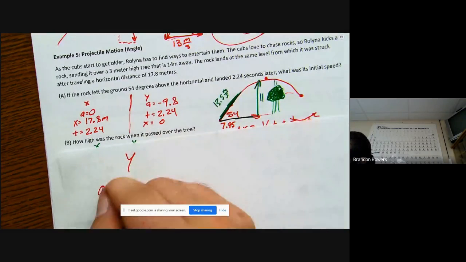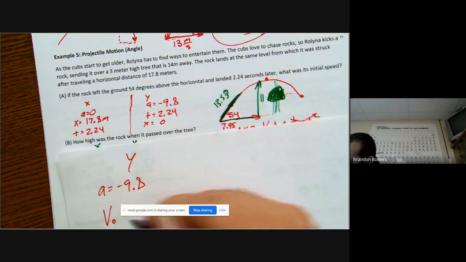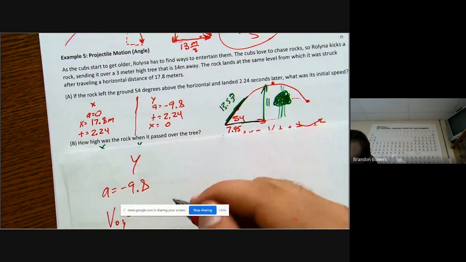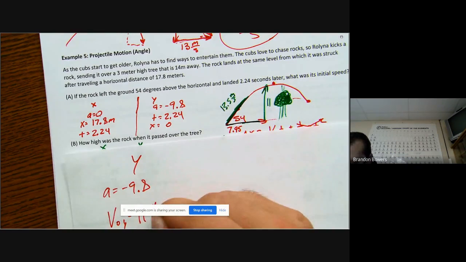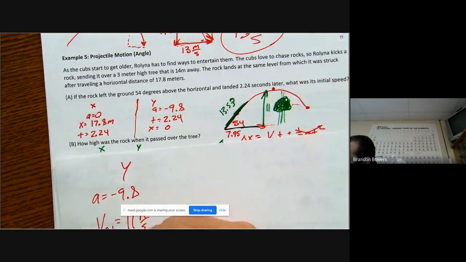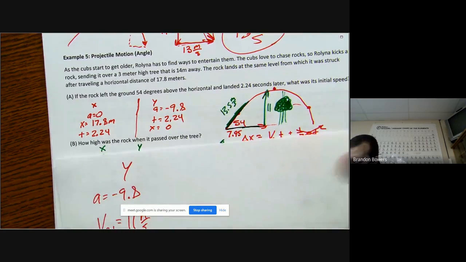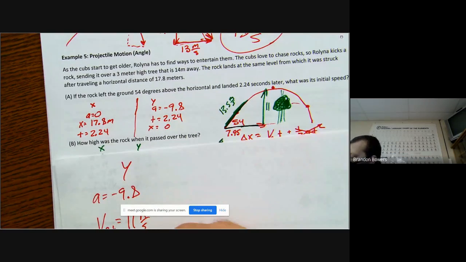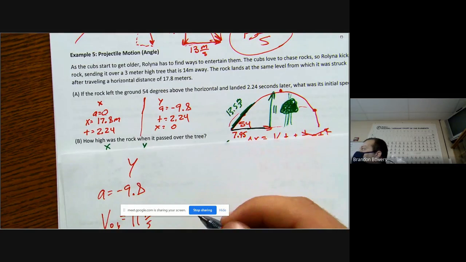All right. So I know acceleration is negative 9.8. I know my initial velocity in the y direction. Where did I write that down? 11 meters per second. Thank you. What would be the time? Do I know the time here? 1.12. How'd you get that? So it's half the time, right? It's half the total time. So half the total time would be 1.12 seconds. Does that make sense? Okay.